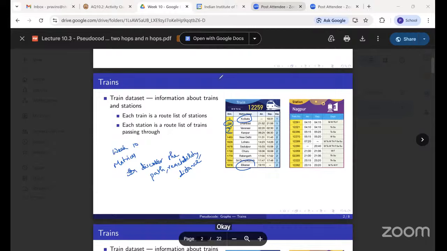Before going further, just remember this is how the train dataset looks. It has a distance, station name, arrival, departure, and day. This is based on the train. For each train number, it has the number of days this train will run, and the station names it will go through. Similarly, if you go station wise, it has the train number, arrival, departure, and number of days that train will run.